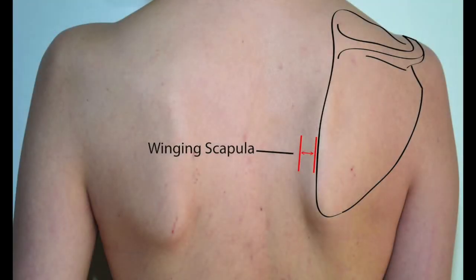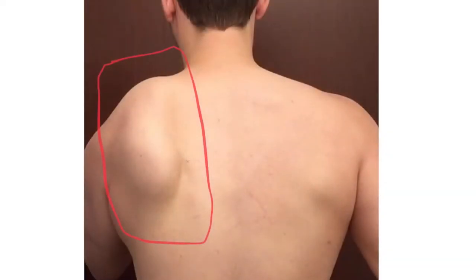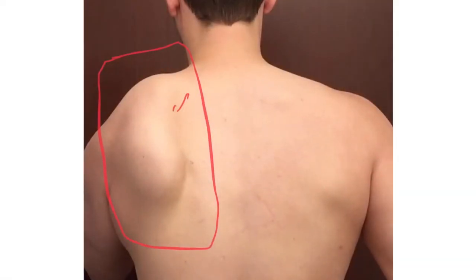In your scapula, if your serratus anterior, which is innervated by your long thoracic nerve, is damaged, it may cause winging of your scapula. As you can see here, the scapula is not in place.